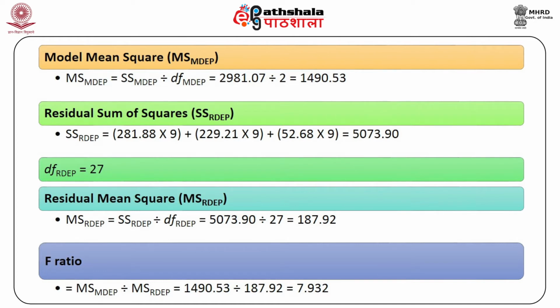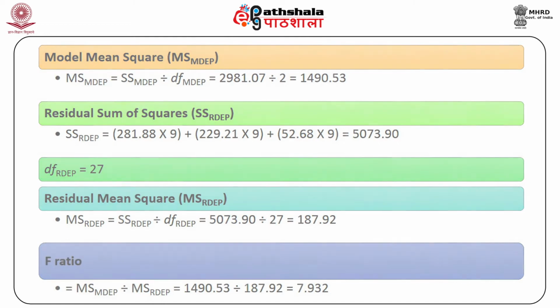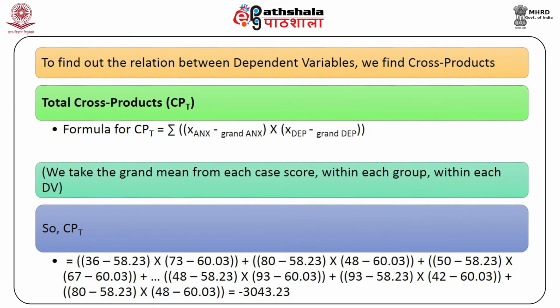5073.90 and degree of freedom equal to 27. So, the residual mean square turns out to be 187.92. The F ratio turns out to be 1490.53 divided by 187.92, that is 7.932. Now, to find out the relation between the dependent variables, we find the cross product.